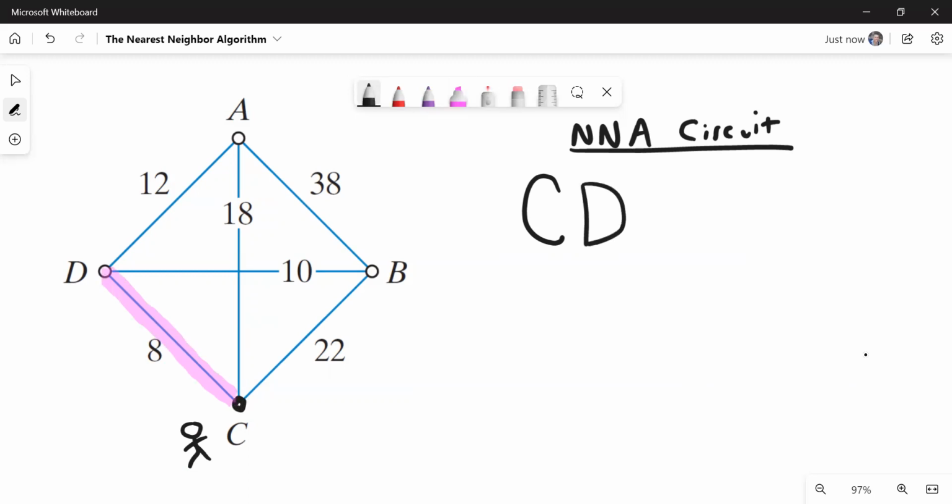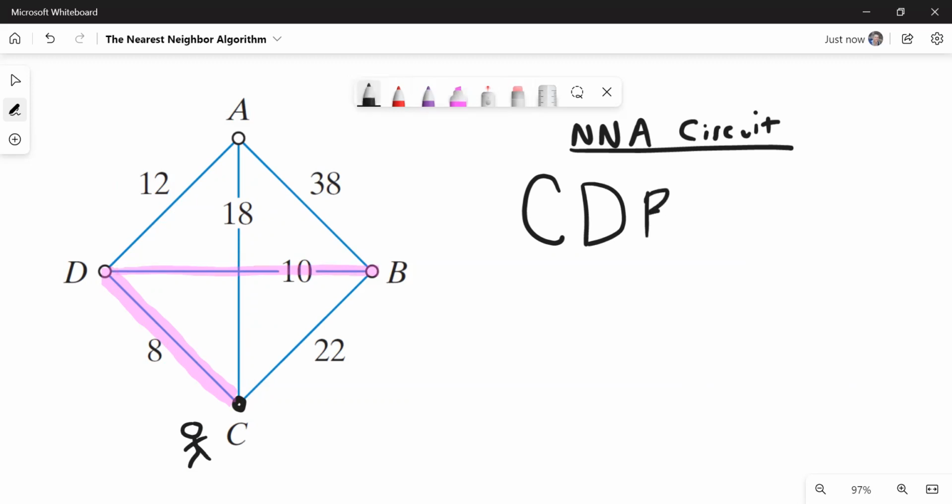Now that I'm at D, I don't have 3 choices. I only have 2 choices. I can either keep heading to A, or I can head to B. I can't go back home until I've traveled. Which one of those 2 options is the cheapest? One is 12 and one is 10. Of course, the 10 is cheaper, so we'll choose the 10 and head across here to B.